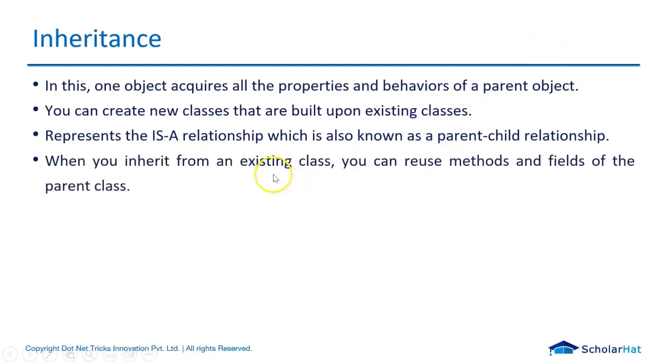Whenever you inherit from an existing class into the child class, you can reuse the methods and fields of the parent class, but you really need to make sure the right access modifier is given. For example, if you are trying to access the private member of the parent class in the child class, you are not allowed to do that. But if you are accessing any protected or public member of the parent class in the child class, you can easily use it with the help of this concept.